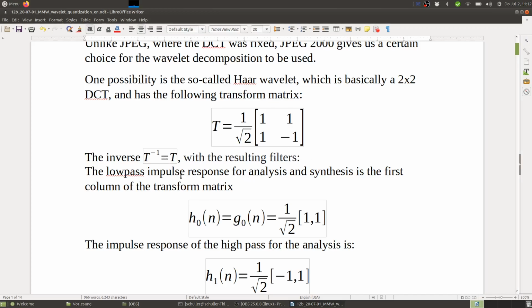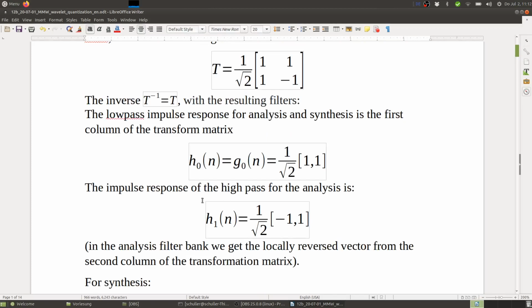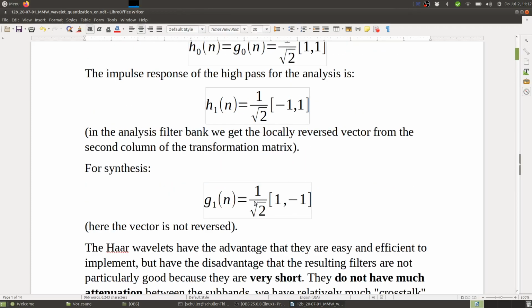So the low-pass impulse response for the analysis and synthesis is the first column of the transform matrix. So here, this first column is the low-pass filter, which is the same for the analysis and synthesis. And for the high-pass, we get this for the analysis, so basically this column here. And for the synthesis it is simply the reversed version, right? But very similar.